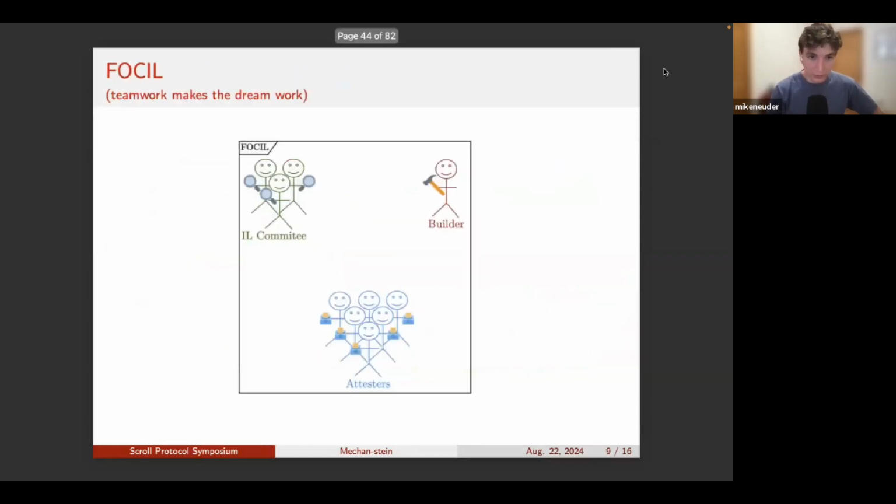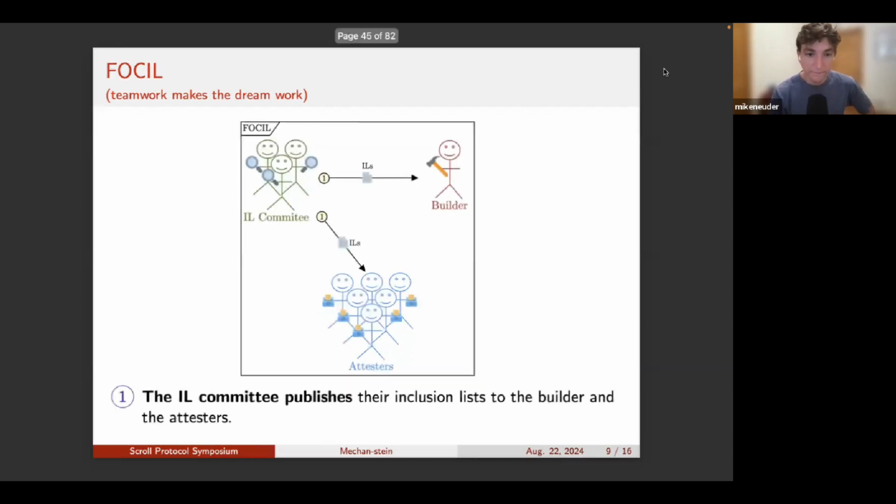Right. Okay. Last, but certainly not least, and very different flavor of proposal is called FOSSIL. So I put teamwork makes dream work here because this idea extends and implements this idea of co-creation of the block. So getting as many people to participate in the block construction process during each slot, rather than having a single builder responsible for the entire contents of the slot. That's the theme of this proposal.